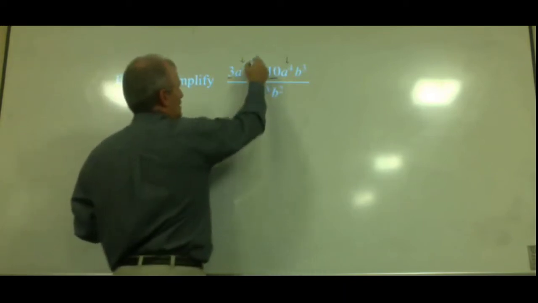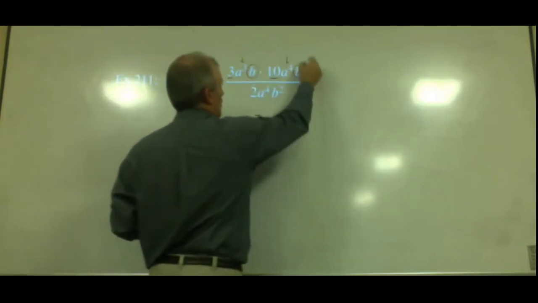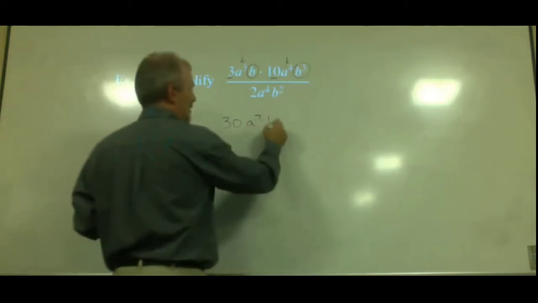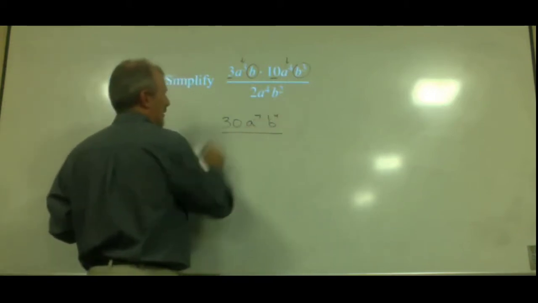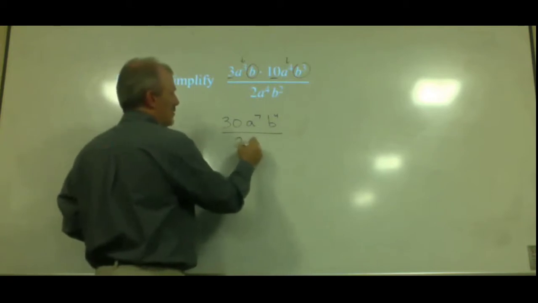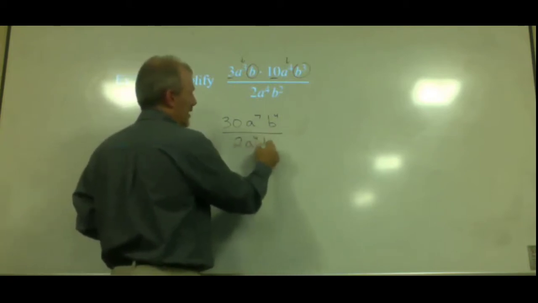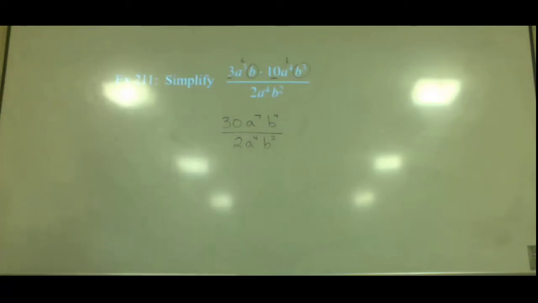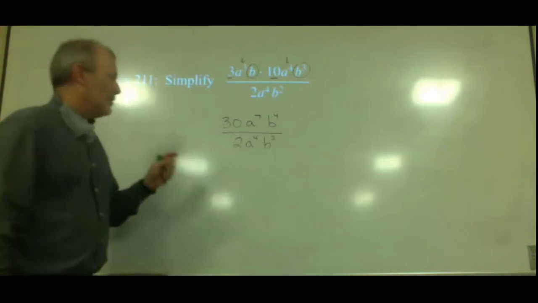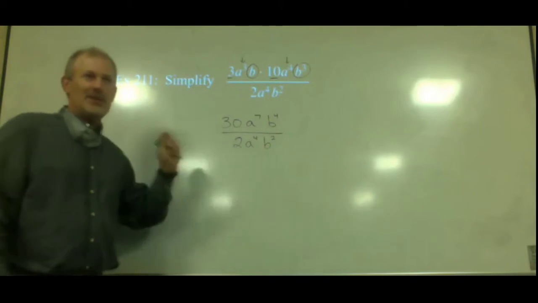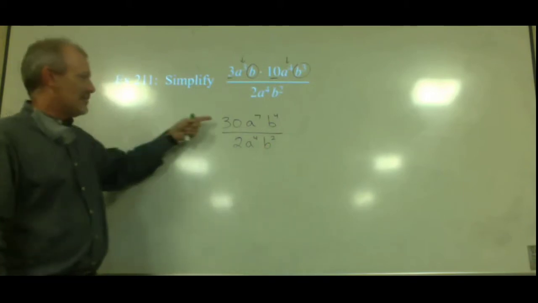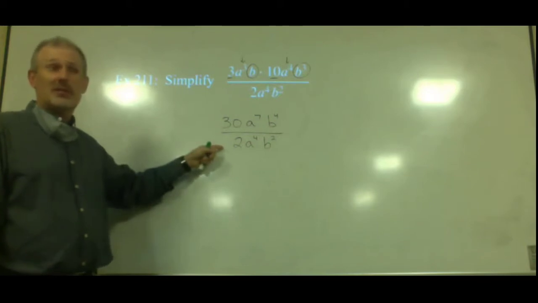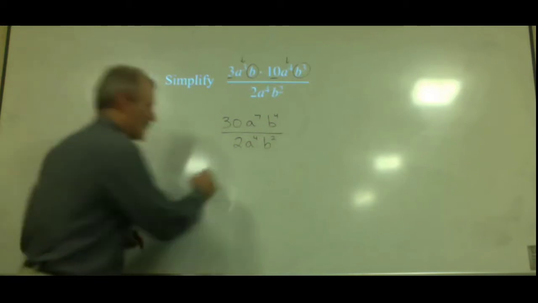And then we've got this b and the b cubed. What does that give us? B to the 4th is correct. Then the bottom is just 2 a to the 4th and b squared. We aren't doing anything with that. There's nothing to do down there. Now the top is all simplified and the bottom's all simplified, let's go top to bottom. We do the numbers. 30 divided by 2 gives us 15.